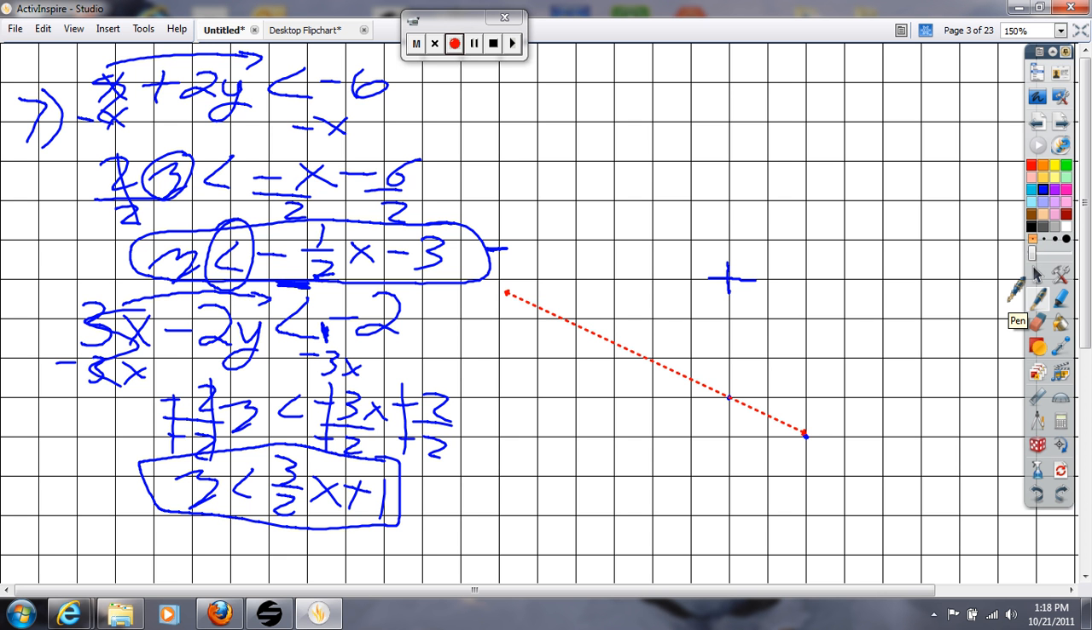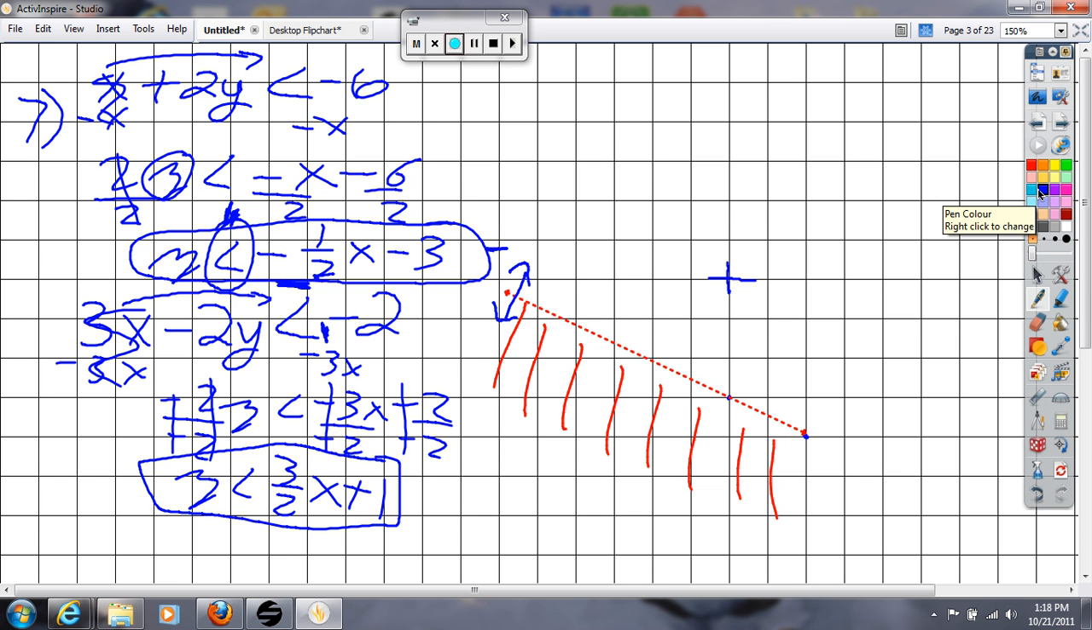And I have to shade. I go do my line like that, and it says y is what? Y is less than. Which one's less than? Obviously the one below. This one. Okay. Do the second one.